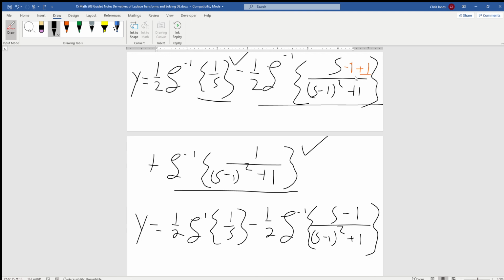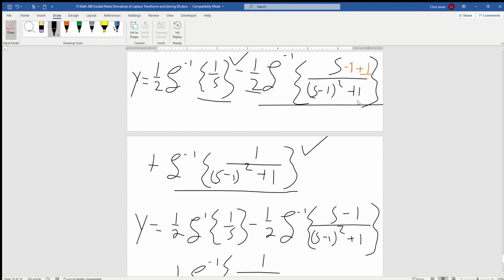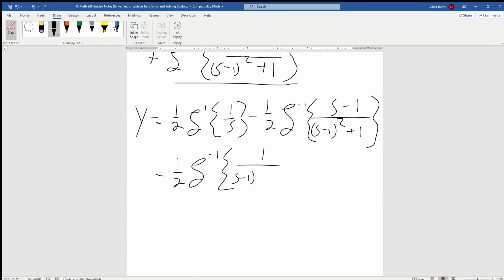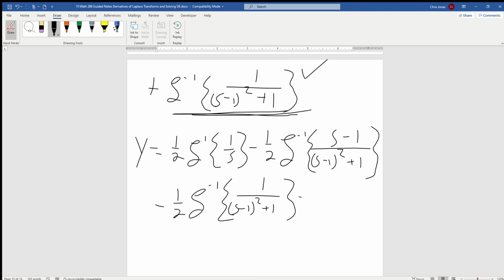Now we have this 1, but we also have a negative 1/2. So we have negative 1/2 times 1, which is just going to be another negative 1/2. So that's going to be minus 1/2 inverse Laplace of 1 over s minus 1 squared plus 1. But then we also have this animal, which is going to be plus 1 over s minus 1 squared plus 1.